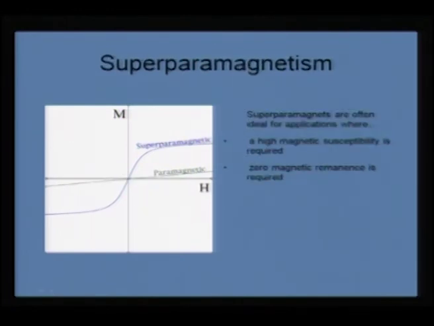Superparamagnets are ideal for applications where a high magnetic susceptibility is required and zero magnetic remanence is required. When you take the field off, the moment should immediately go back to 0, and therefore this can be used for many applications. As a result superparamagnets are used in a variety of biomedical applications more than the typical paramagnets.